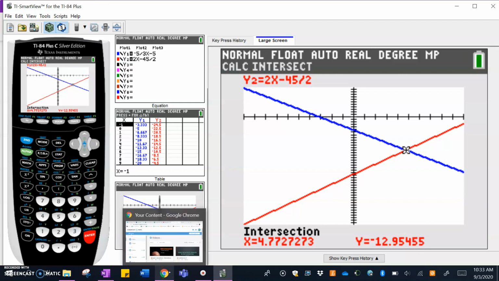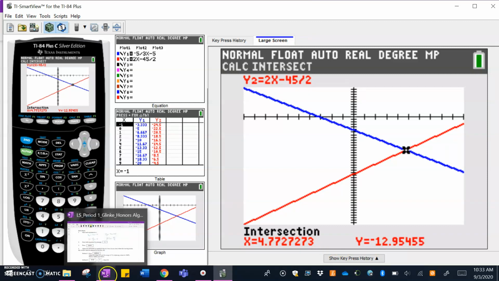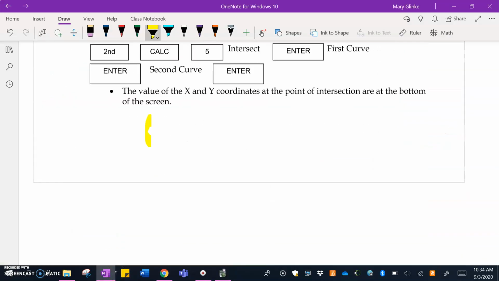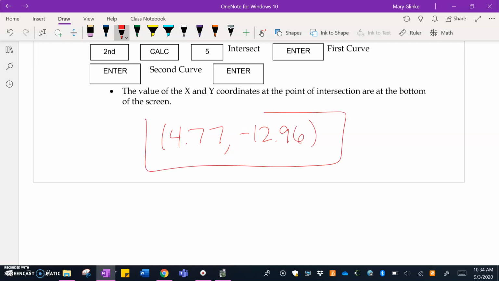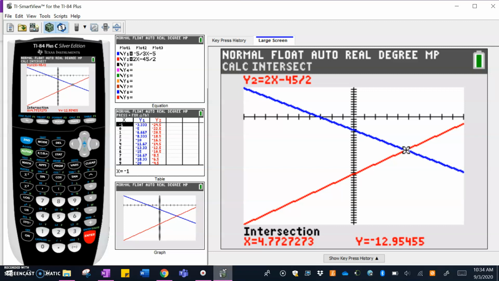If it's not a nice number, like at the bottom here, you can see that this decimal here doesn't really turn nicely into a fraction that we know of. So if that's the case, then what you can do is round to the nearest hundredth. So for this one, this should be 4.77, negative 12.96. So that is how you graph and find intersection points on your calculator.